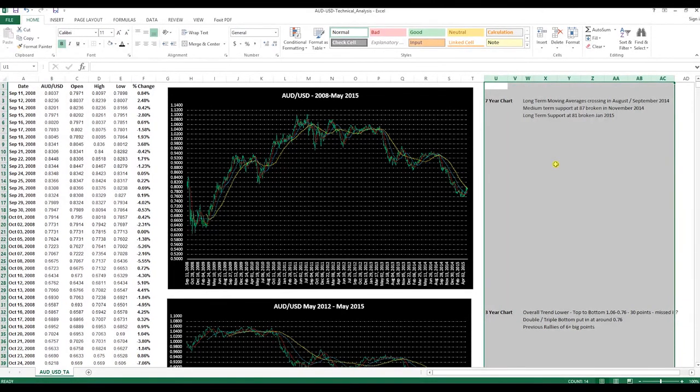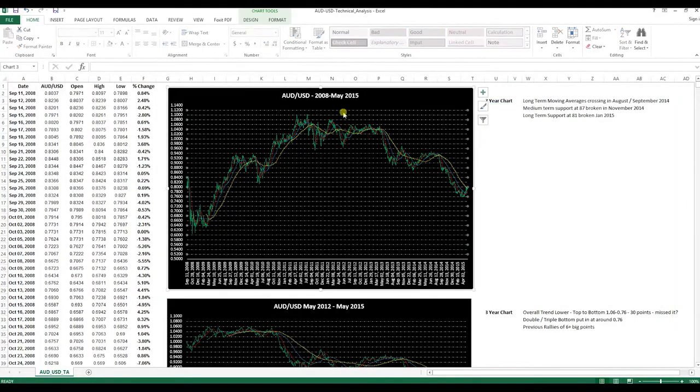So let's start with the big picture. Let's have a look at the Aussie dollar, US dollar exchange rate going back to 2008. So let's look at the 7-year chart first of all. So we're looking at this chart here.